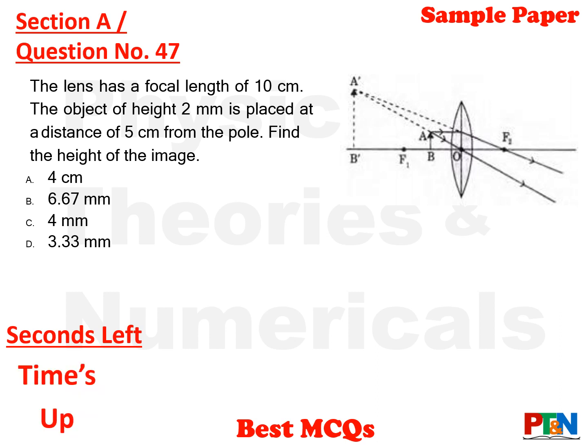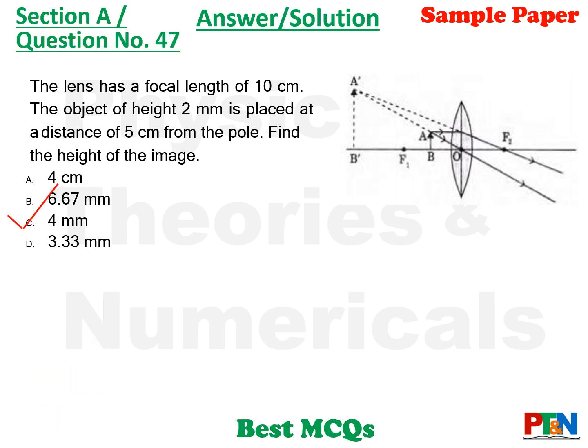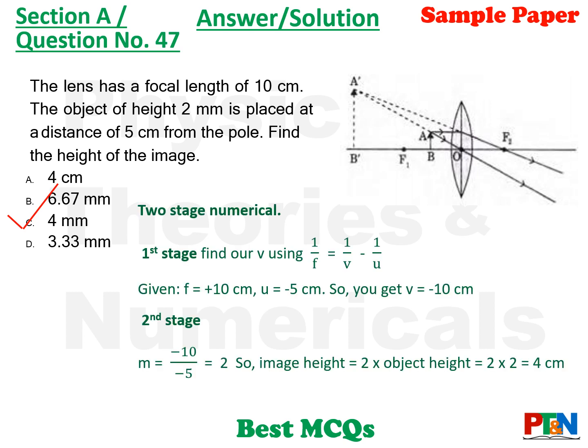Time's up. Let's see the answer. Answer is option C. Let's see the calculation. This is a two-stage numerical. First, you need to find out v, that is image distance. You have got the formula 1 by f is equal to 1 by v minus 1 by u. What has been given? f is plus 10 centimeter because for convex lens focus is positive. So f is plus 10, u is minus 5. So you put the values, you get v is equal to minus 10.